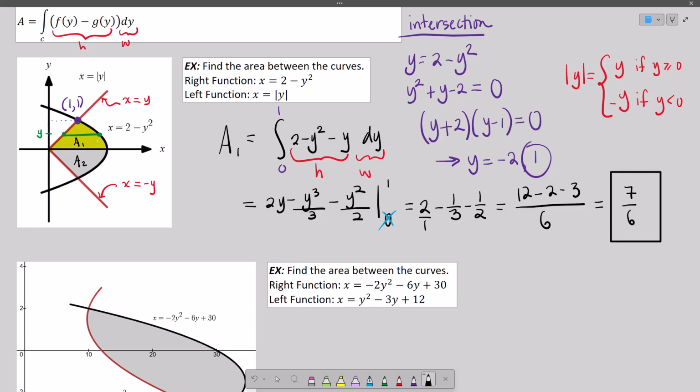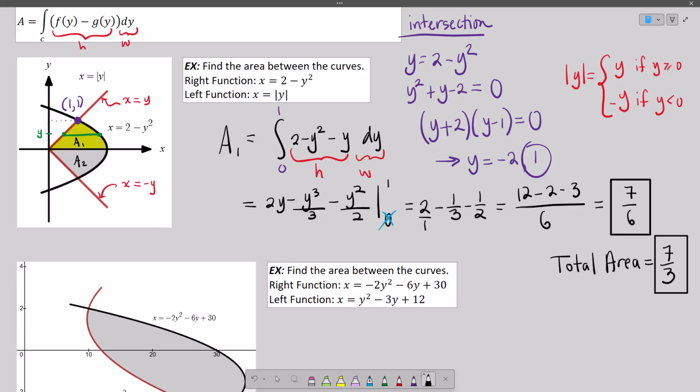That will be the area of A1. And by symmetry, it will be the area of A2. And what will our total area be? 7 over 3. So we're going to double it. We're going to multiply by 2. So total area will be 7 over 3. When you multiply that by 2, the 2 will have a common factor with the 6 in the denominator, leaving us with a 3. So total area will be 7/3. 7 over 6 plus 7 over 6 is 14 over 6, which reduces to 7 over 3.